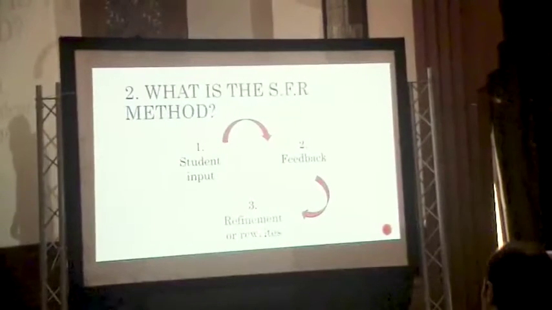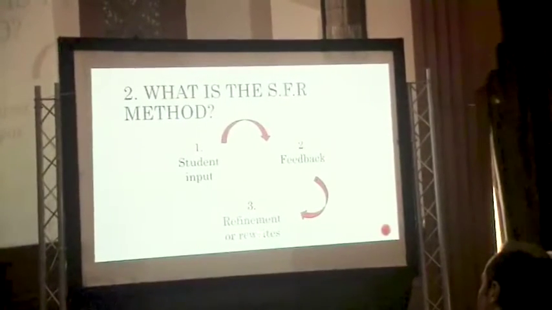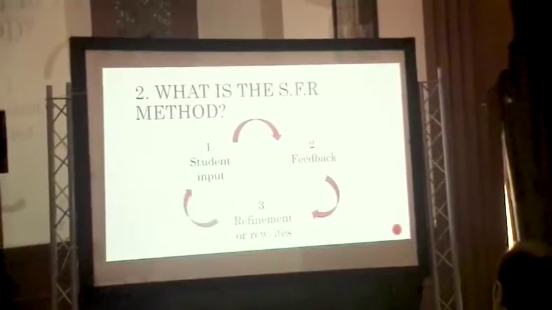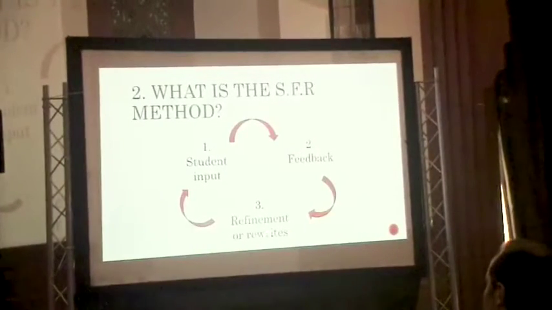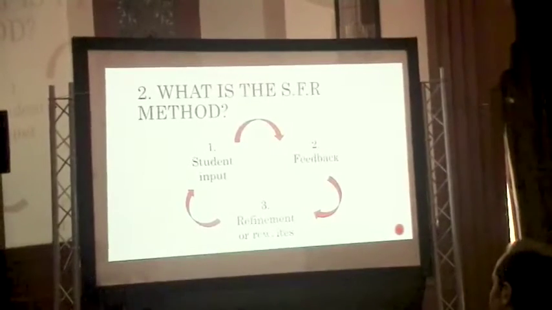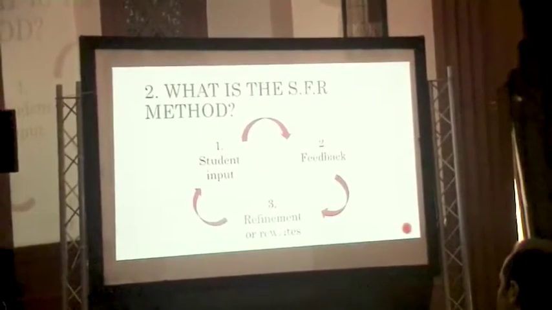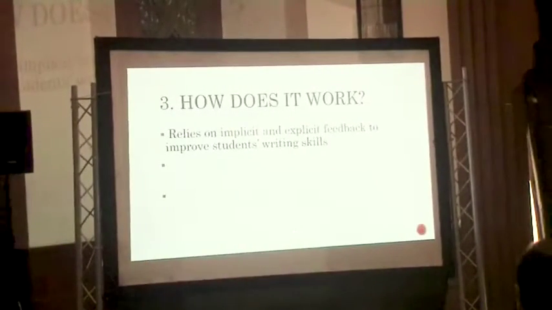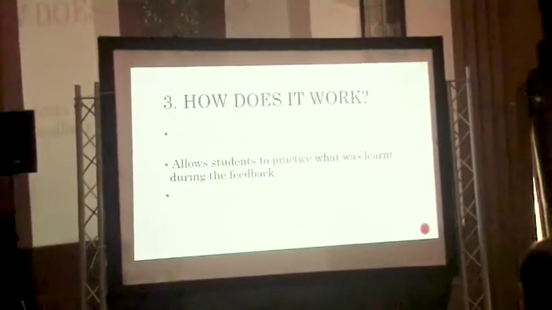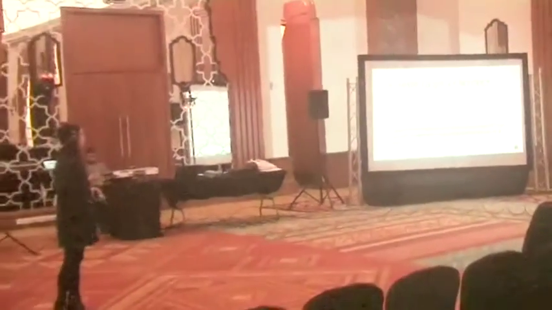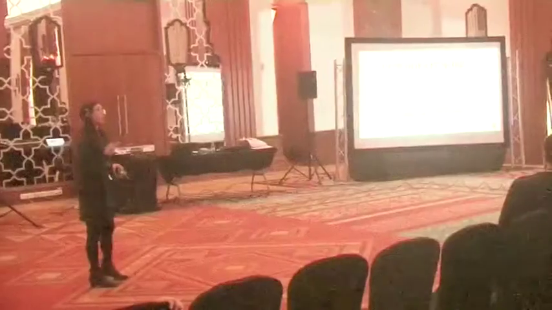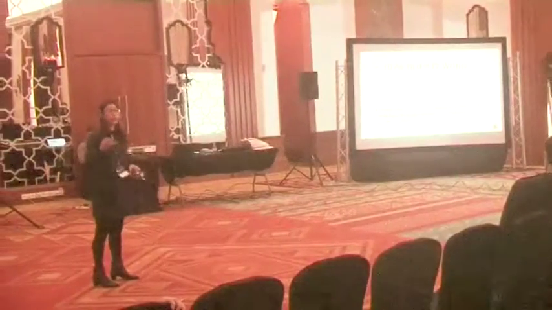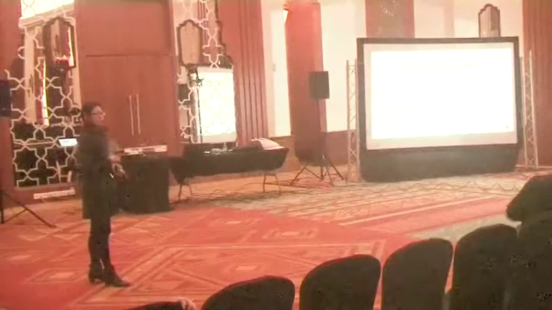Okay? And usually in this SFR method, we repeat the process such that it becomes a cyclical process of feedback, practice, and eventually improvement. Okay, so how does it work? So as I've mentioned before, it relies on implicit and explicit feedback. It encourages students to practice what was learned during the feedback. Okay? And it also allows teachers to assess and monitor how well the students have absorbed the feedback and also the way in which you have given the feedback. So I'm going to give you guys an illustration.